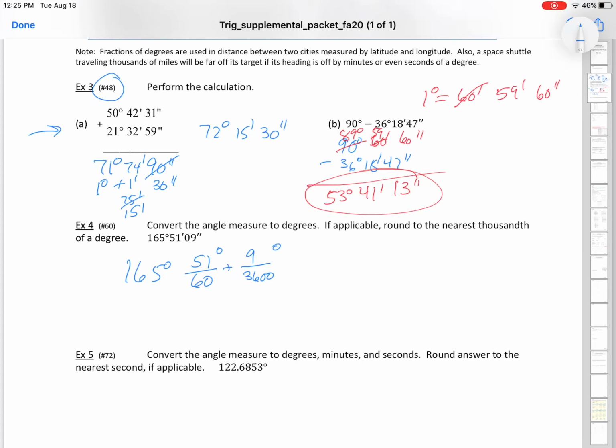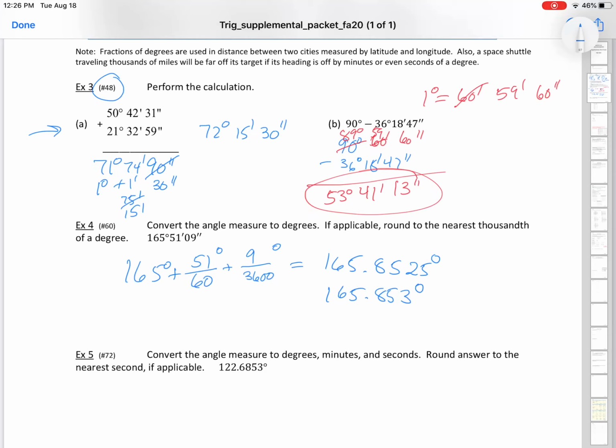And we're just going to plug this all into our calculator. It's the 165 plus 51 divided by 60 plus 9 divided by 3,600. And when I look at that, I get 165 point, and that shouldn't be surprising, 8525. And it did ask me to round to the nearest thousandths, so that's 165.853. And don't forget to put your degree symbol on there.